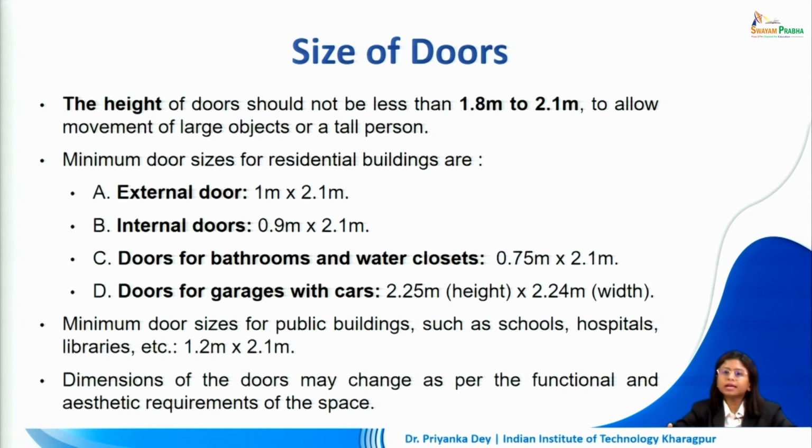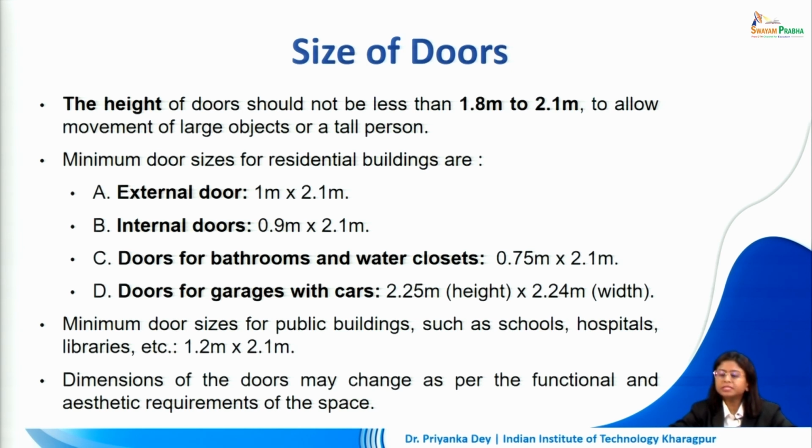The minimum door sizes for residential buildings, if it's an external door, should be 1 meter width minimum and 2.1 meter in height. For internal doors, we can have 0.9 meter width. For bathrooms, we can go for as low as 0.75. In some cases, that may also be used in case of a kitchen. Doors for garages, especially because they will have to allow access for cars, the width and height both will be increased slightly. So, 2.25 cross 2.25 or 2.24 would be more appropriate.